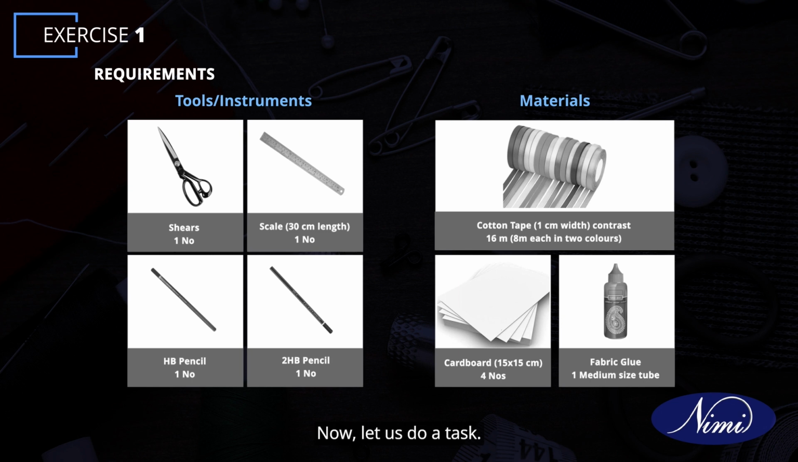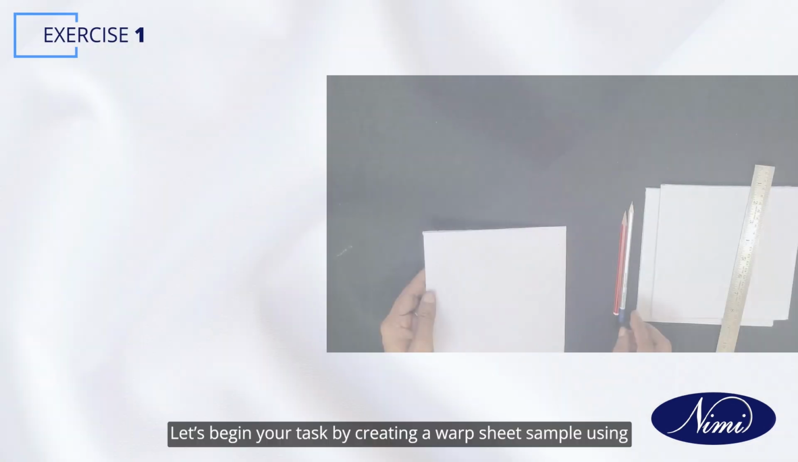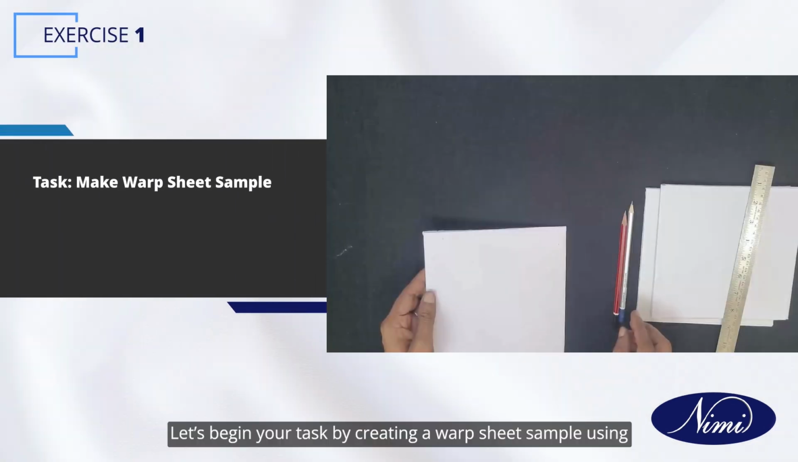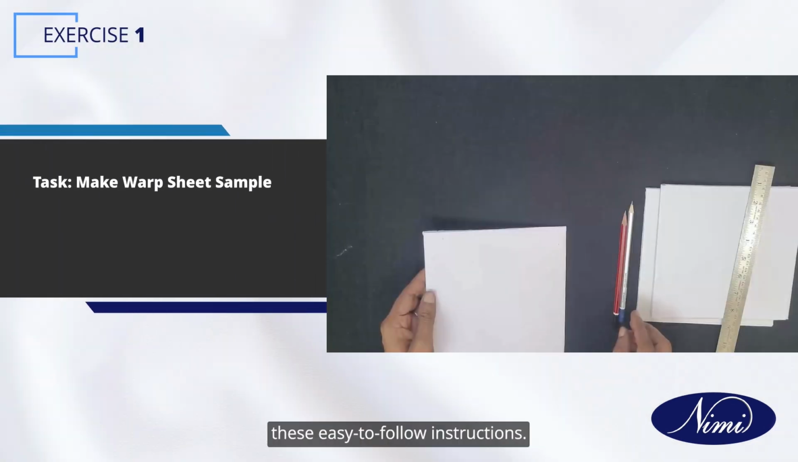Now, let us do a task. Here are some of the tools and materials required to perform this task. They are shears, scale, HB pencil, 2 HB pencil, cotton tape contrast, cardboard, and fabric glue. Let's begin your task by creating a warp sheet sample using these easy to follow instructions.